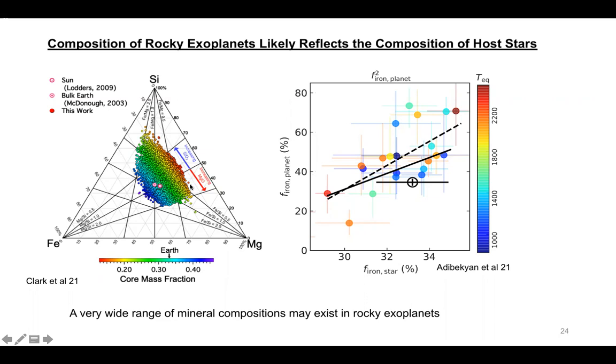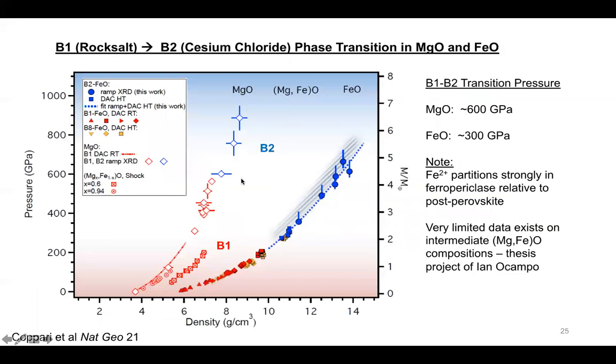So this is just a starting point. You can have enrichment in these chemical elements beyond just what is in the host star. So I want to highlight Federica Coppari's work that was published earlier this year in Nature Geoscience. And this is kind of a summary of it. This shows the earlier data for MgO here, and her new data on iron oxide is shown here.